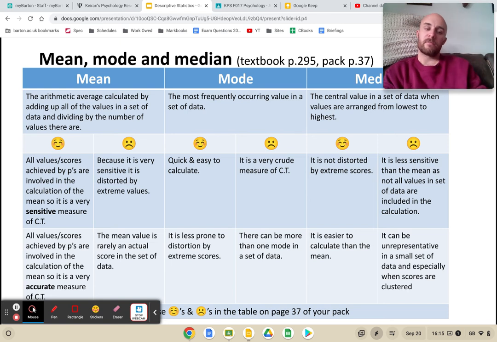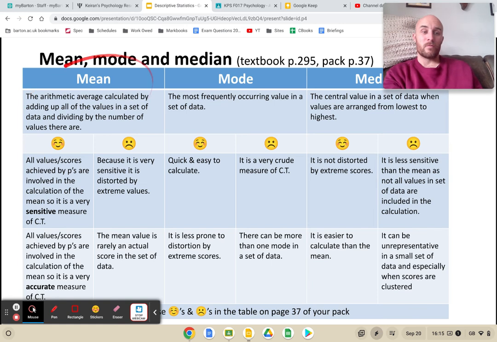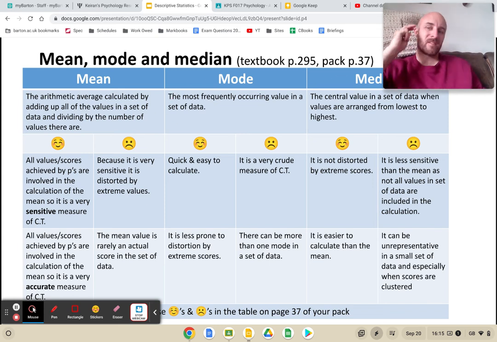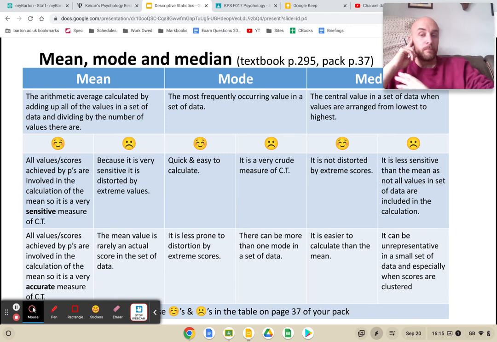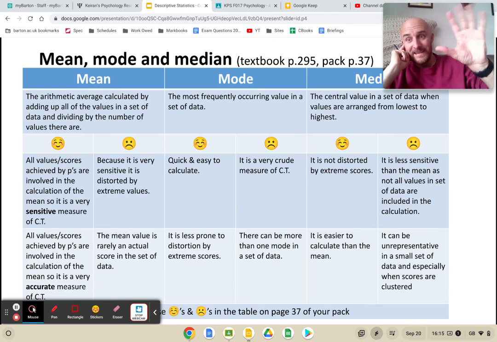You also need to know which of these are the most representative and which are the least representative. And again, to be perfectly honest with you, it kind of falls to the mean. The mean is clearly the best one. The mean is the most representative because it takes all values into account. The mode does not take all values into account. The median kind of does, kind of doesn't. So you basically need to know all of this.